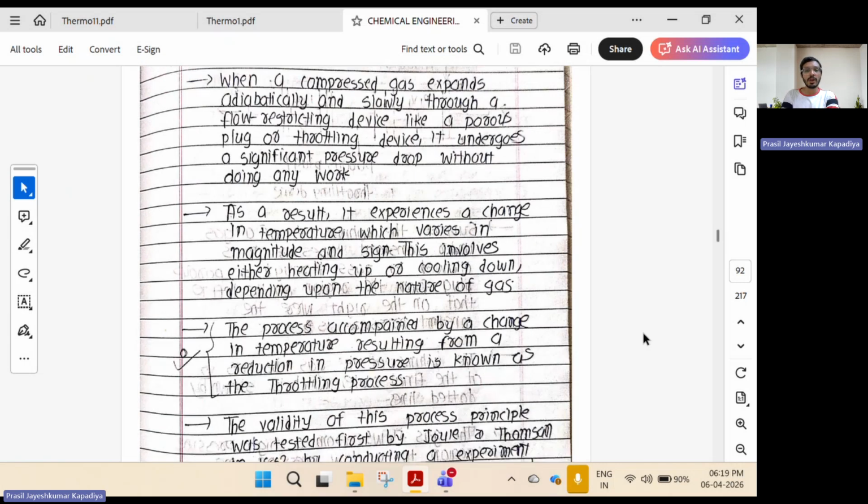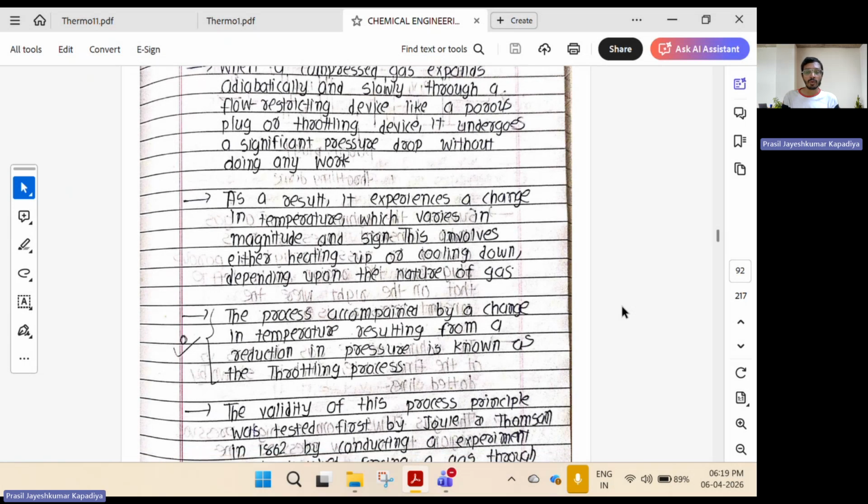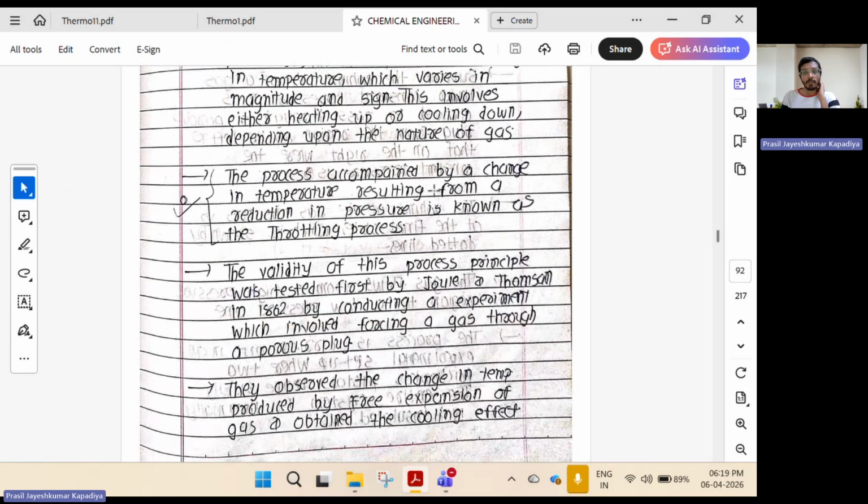So what is going to happen because of pressure drop? As a result, it is going to experience a change in temperature because pressure is dropping. So there should be some change in temperature which varies in magnitude and sign. Temperature can either increase or reduce. So this involves either heating up or cooling down depending upon the nature of the gas.